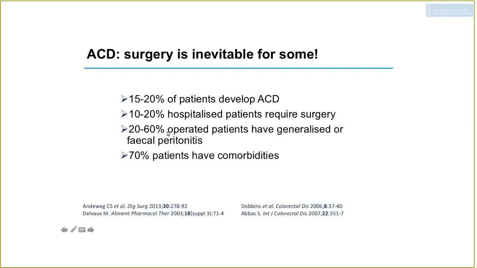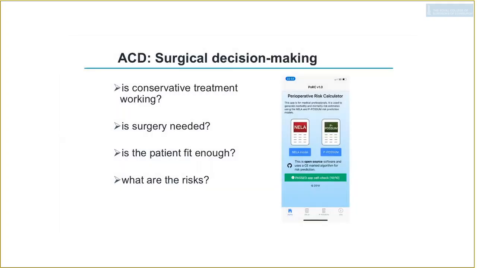And those who have surgery, a large proportion of them will have generalized or fecal peritonitis. These are the Hinchey 3 and 4 patients. And owing to the fact that this disease is mostly affecting the elderly, a large proportion will have comorbidities, which really do have a bearing on the surgery, the type of surgery, and indeed their outcomes. This is difficult decision-making to be made about a difficult group.